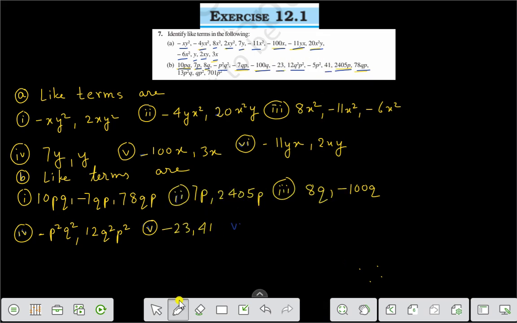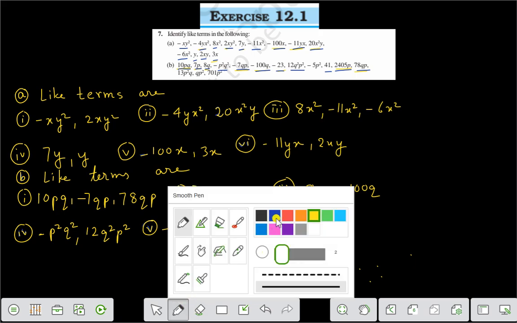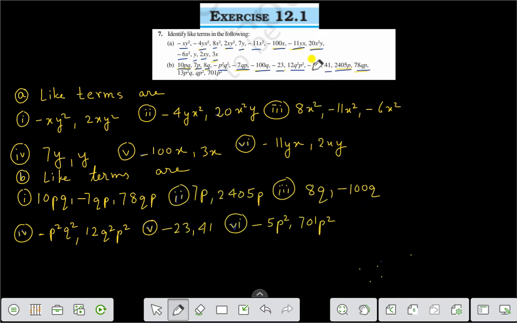The next one we will find is minus 5p square. Let us find the p square term. This is minus 5p square. Therefore, 701 p square. These two terms, let us underline them: minus 5p square and 701 p square, right?